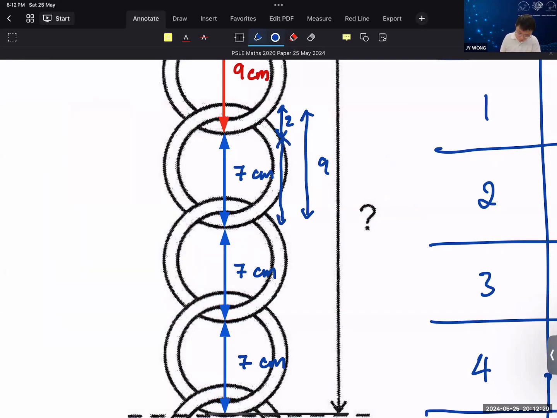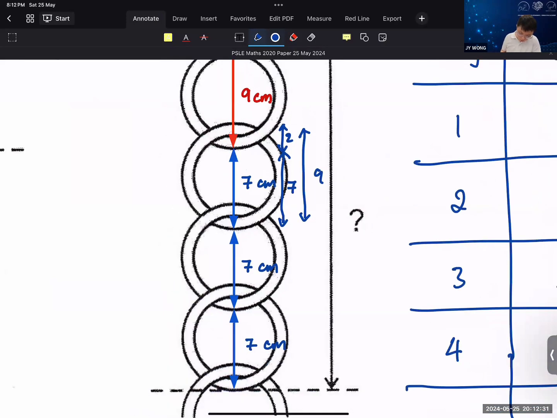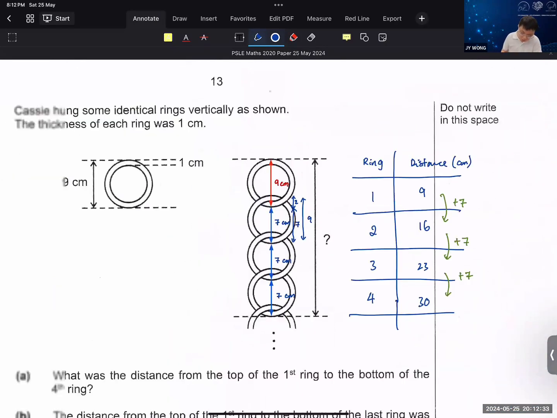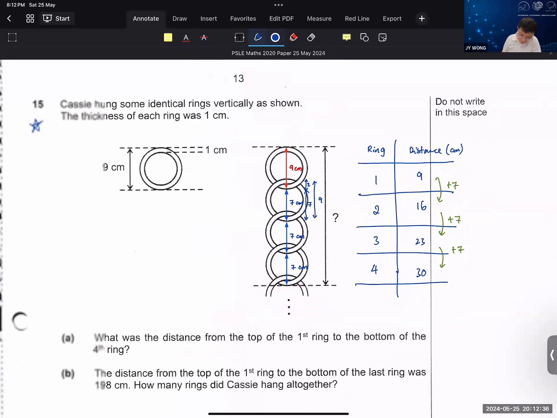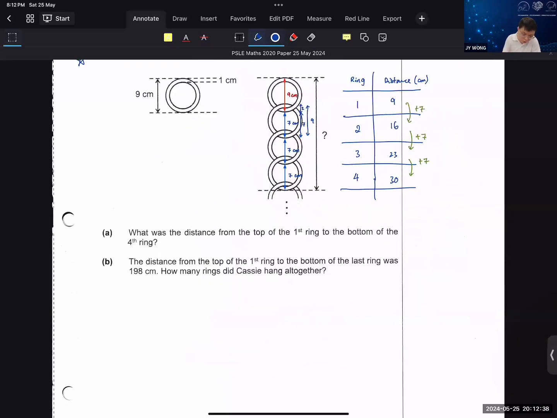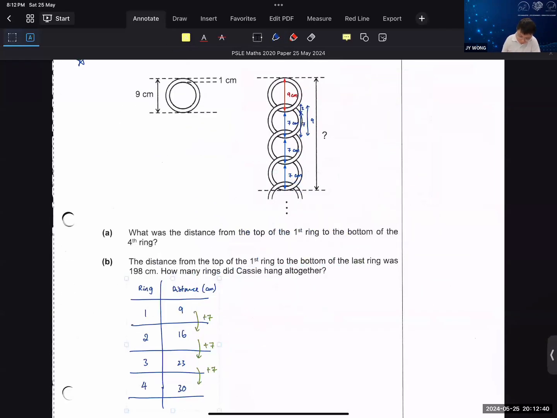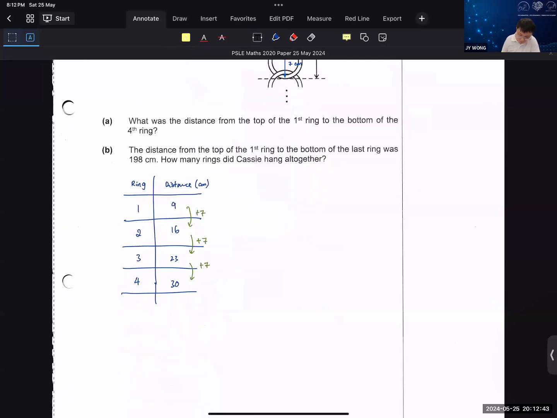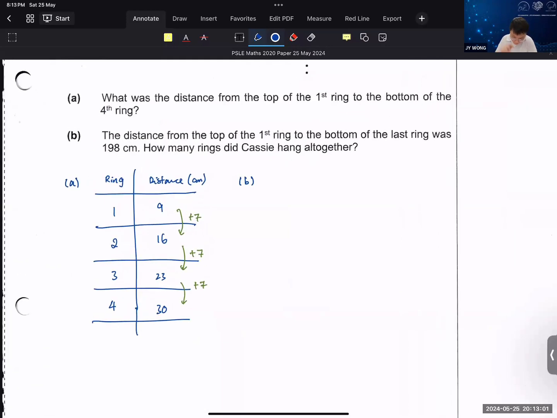So distance from the first ring to the bottom of the fourth ring, like I said, if you draw out the table, you will get the answer. Ring 4 is 30 cm. And from here, how to find part B? Ironically, if you understand that this is a number pattern question, you will know how to do part B. Working backwards, the distance from the first ring to the last ring is 198 cm.